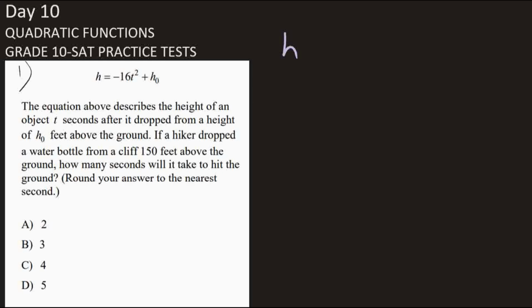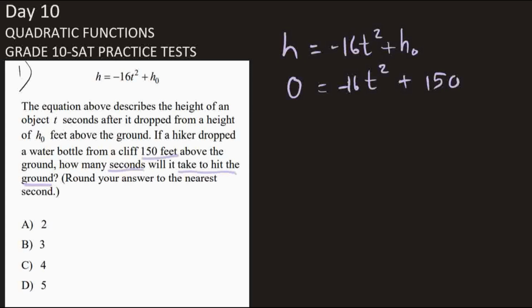So we copy this equation, h equals minus 16t squared plus h0. Now h is equal to 0 when it hits the ground. And minus 16t squared, how many seconds? It means t is what we have to find, and h0 is 150 feet. Then we solve this equation. So 16t squared, this is negative, move to the left, it becomes positive, equals 150.